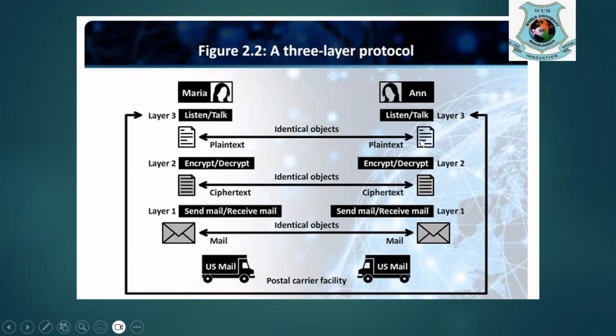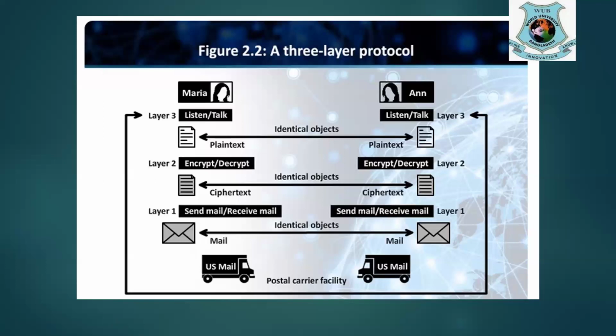Now from this plain text, there will be some speaker. That speaker will give the message of Maria to Anne. Now this is the process of communication from Maria to Anne. This is the process of sending some message from Maria to Anne.